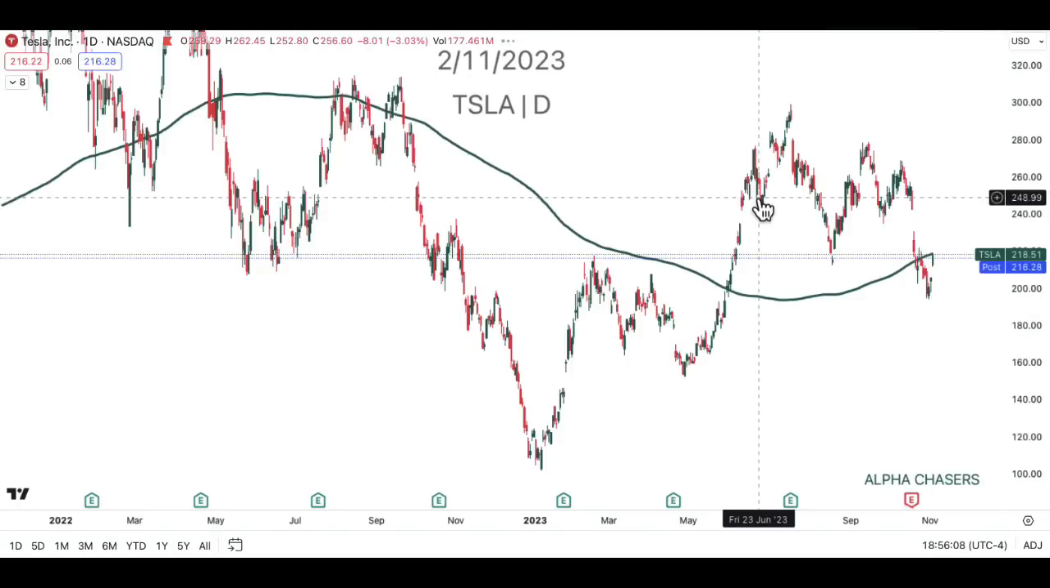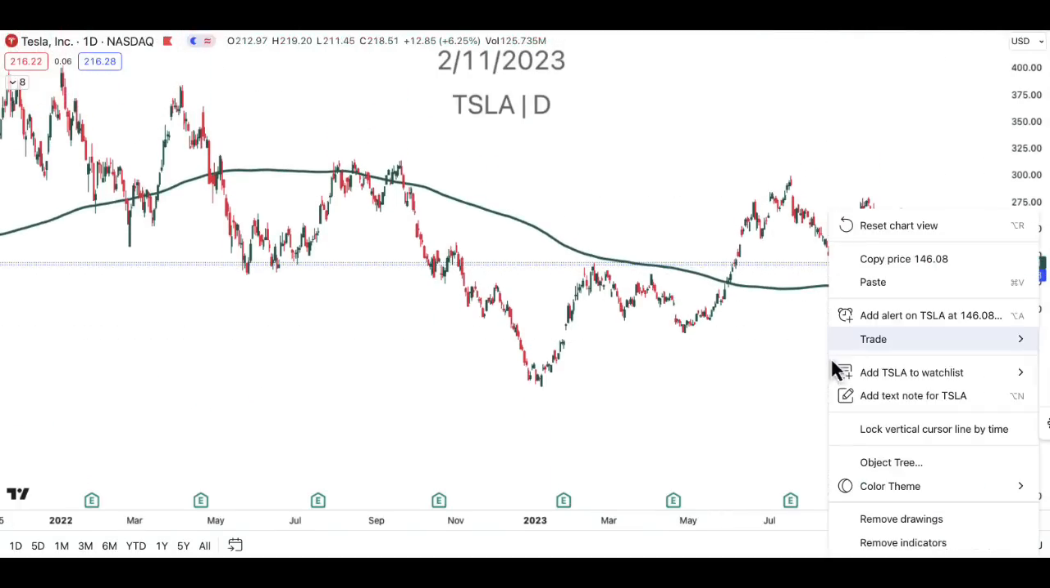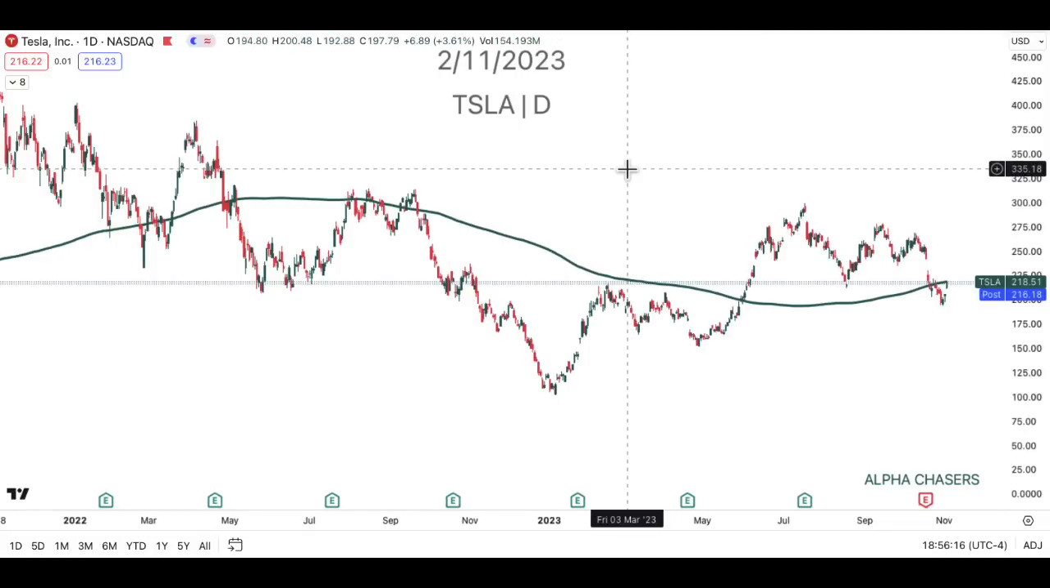Even today, I was fascinated that Tesla, you got right to that 200-day and you just completely rejected there. So that's another one that we have to watch. We have some economic data tomorrow. Powell really stole the show, and that's really where my focus is. That's it.